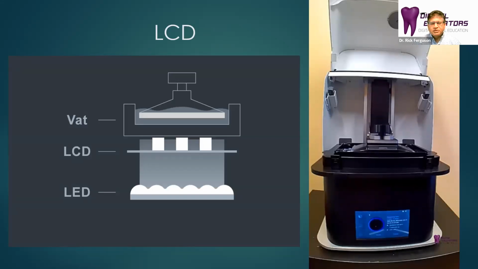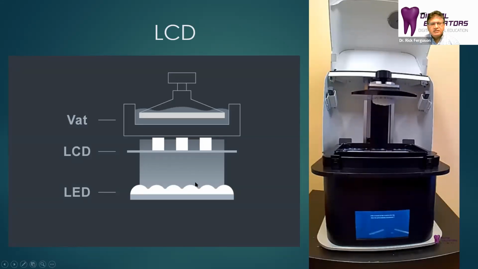With an LCD printer, what you have is an LED light and then a masking LCD, which blocks light and only lets light through in a certain pattern. So an example of this is the Accuretta Soul printer, which is what you see here. This type of printer is also very fast and it can be very accurate, but it has drawbacks because the life of the LCD tends to degrade with the UV light that's being projected through it.